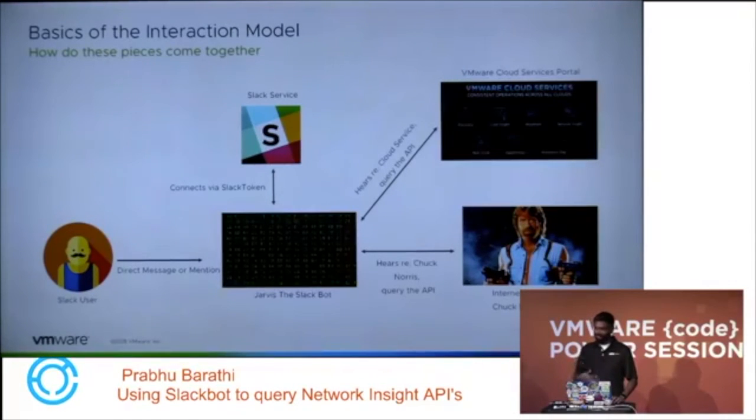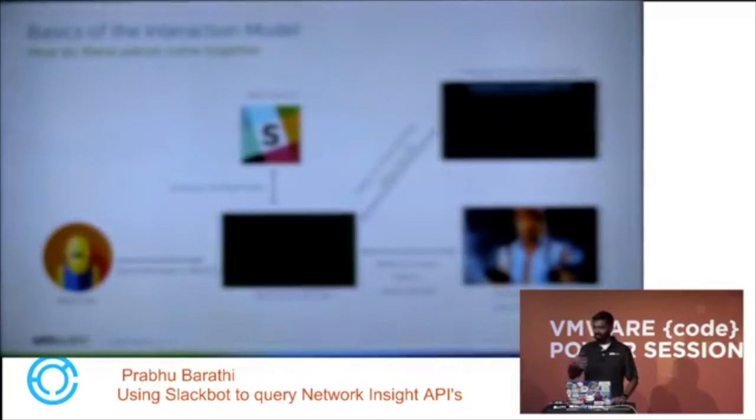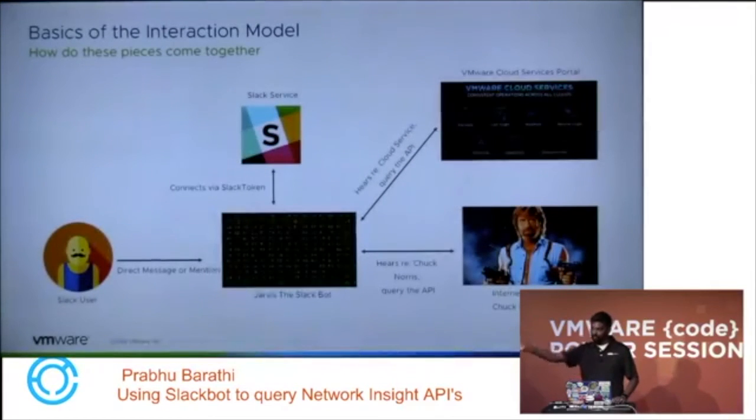If he needs to create a Kubernetes cluster, he will hear, hey, I want to build X number of Kubernetes clusters, and go hit the Kubernetes API. If I want to use X number of this, it'll go and hit the Network Insight API. So you can actually build this to pretty much anything you have in your environment. I'm just showing you two examples here. So that's basically what it is.